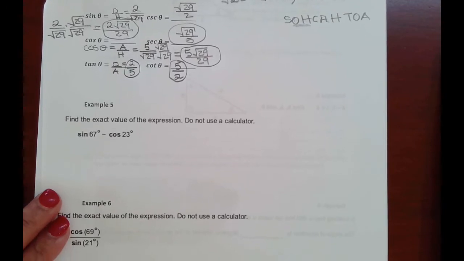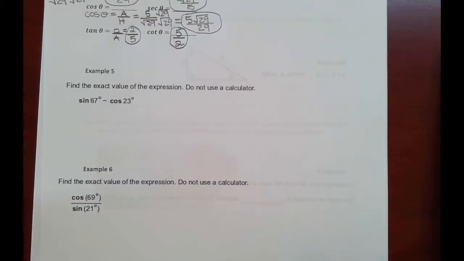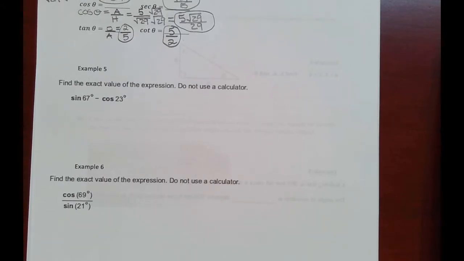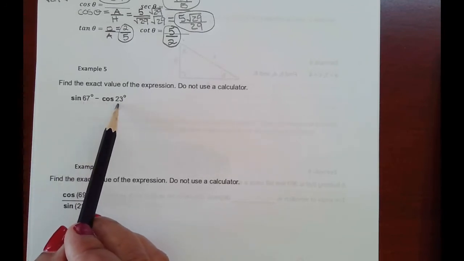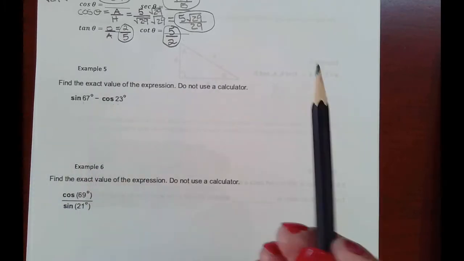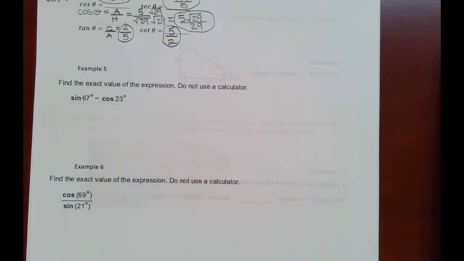Then we come to examples 5 and 6, and both of these have to do with the theorems that we looked at on the first page called the complementary angle theorems. You do not have the ability to know what the value for sine of 67 is, nor do you have the ability to know what the cosine of 23 is unless you use your calculator. Yet this is telling you do not use a calculator. Therefore, you need to know how to get to the exact form of the answer without introducing decimals. So what you can do to get around that is to use the complementary angle theorem.